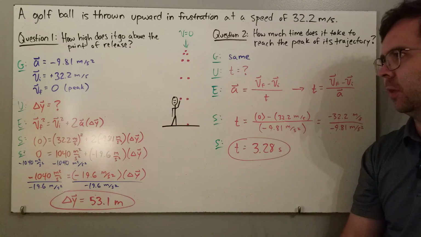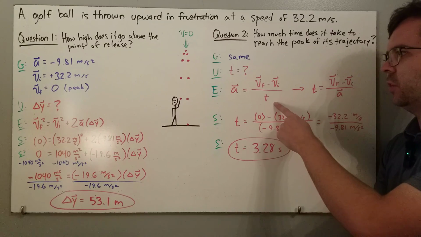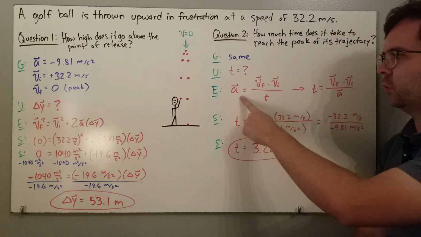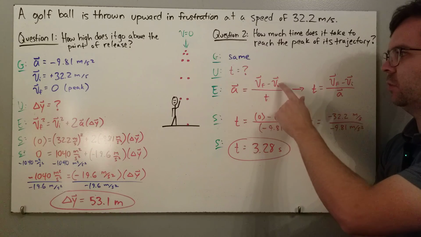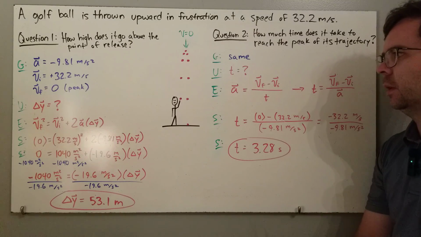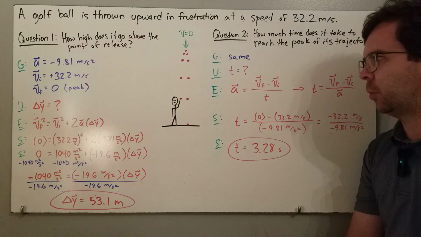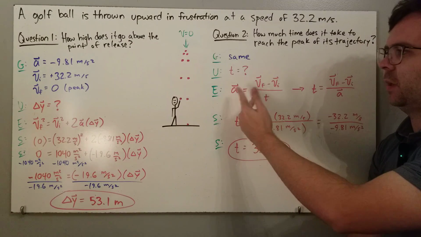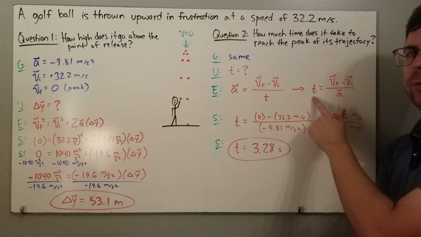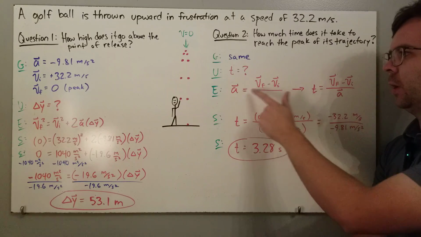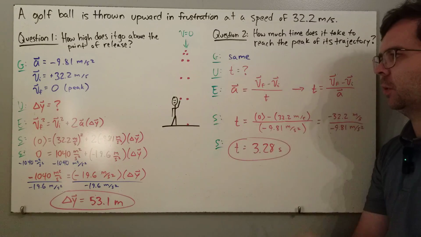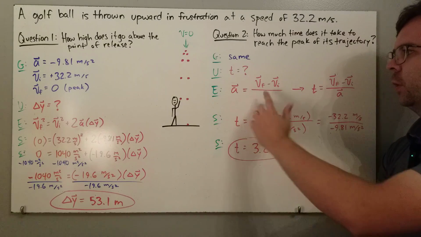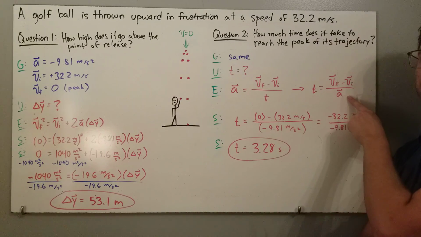So knowing all of the pieces, the best equation now becomes this original equation for acceleration, the change in velocity divided by the time. Now, if you remember from a previous video, we can algebraically swap the time and the acceleration here to solve for time. We do that by multiplying both sides by time and then dividing both sides by acceleration. So a quick swap of those gives us this equation.